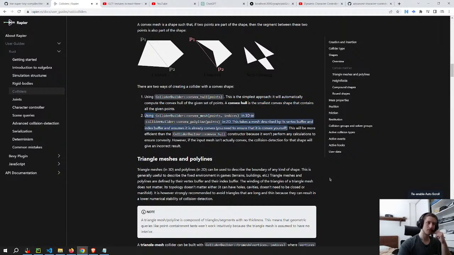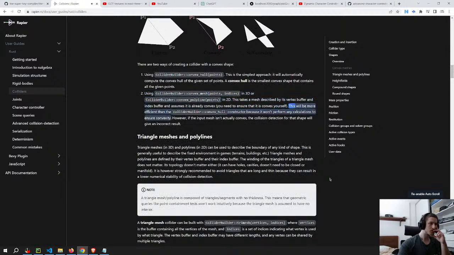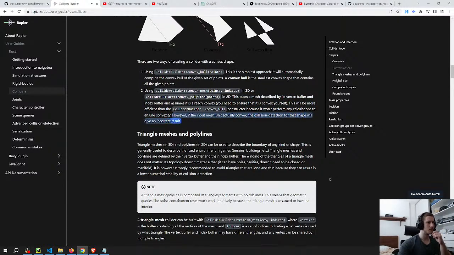Using ColliderBuilder::convex_mesh(points, indices) in 3D or ColliderBuilder::convex_polyline(points) in 2D. This takes a mesh described by its vertex buffer and index buffer and assumes it is already convex. You need to ensure that it is convex yourself. This will be more efficient than the convex_hull constructor because it won't perform any calculations to ensure convexity. However, if the input mesh is not actually convex, the collision detection for that shape will give an incorrect result. Triangle meshes and polylines.